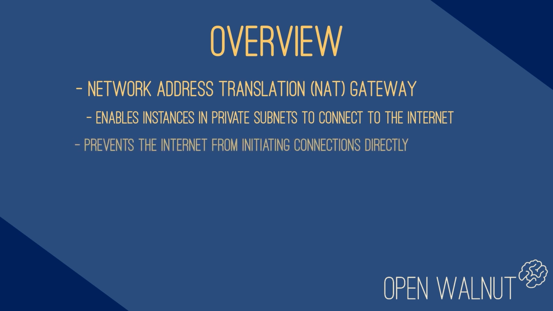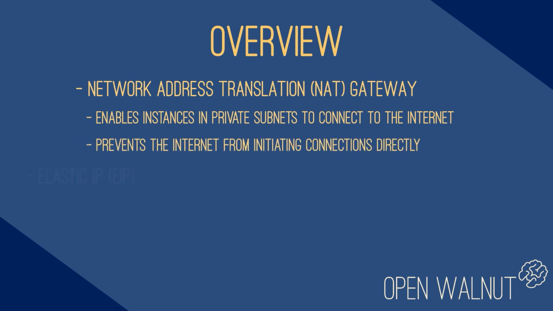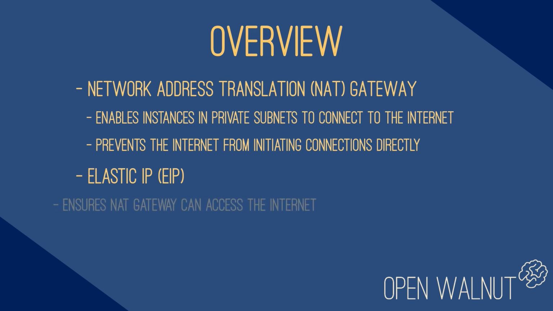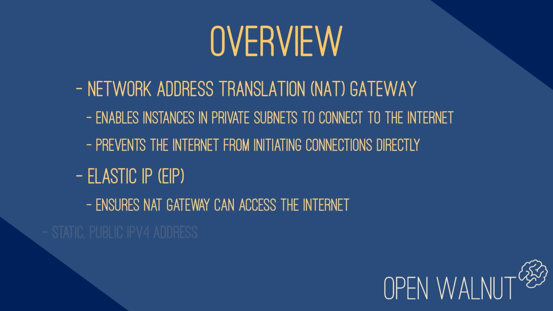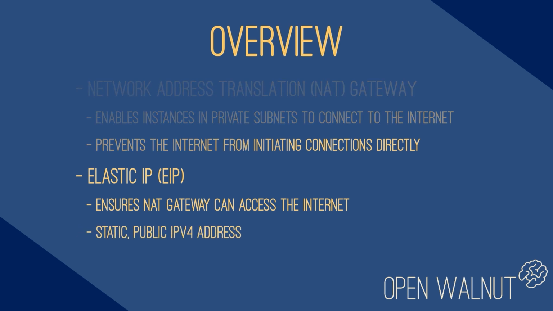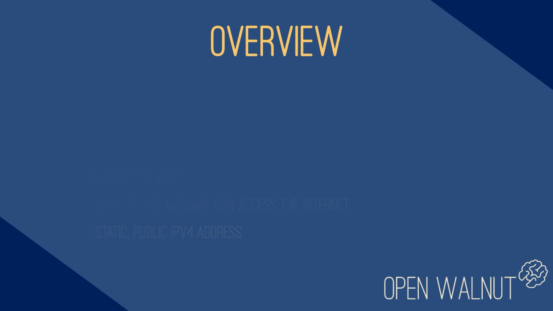To ensure that a NAT Gateway can access the internet, it needs a public IP address. We achieve this by associating an elastic IP, EIP for short, with the NAT Gateway. An EIP is a static, public IPv4 address that is reachable from the internet. EIPs are especially useful for instances or gateways that need consistent, unchanging public IP addresses, such as when you want to allow inbound traffic from the internet to a specific instance or enable outbound traffic from the instances in private subnets via NAT Gateway, which I've just described.